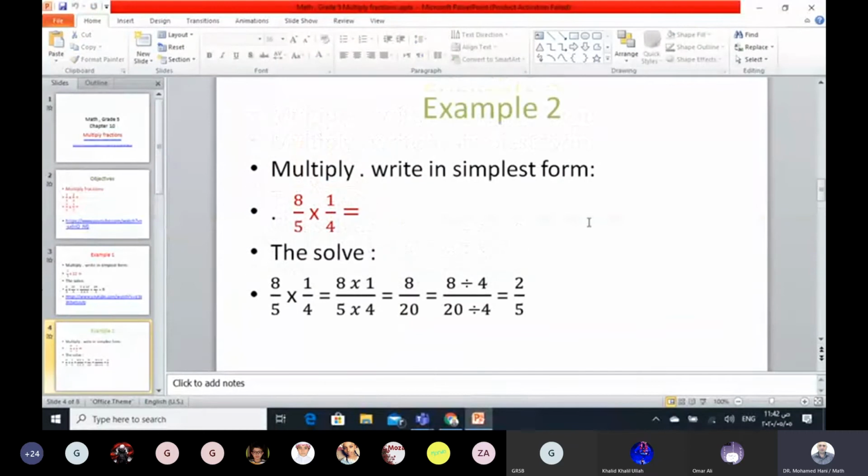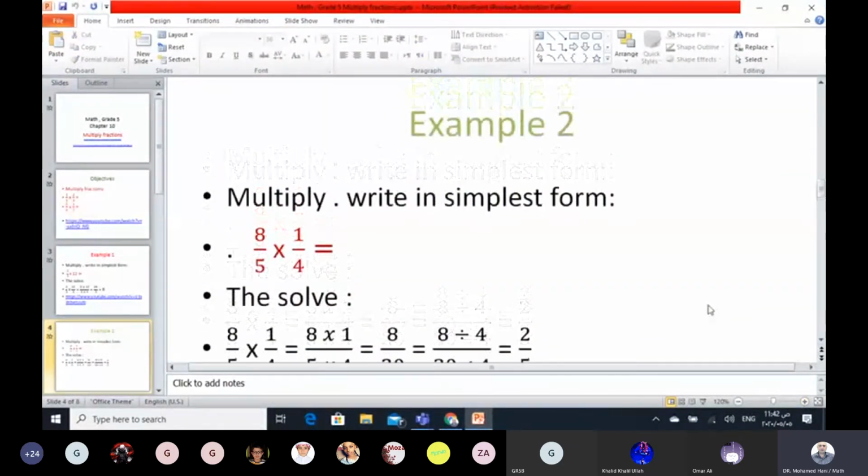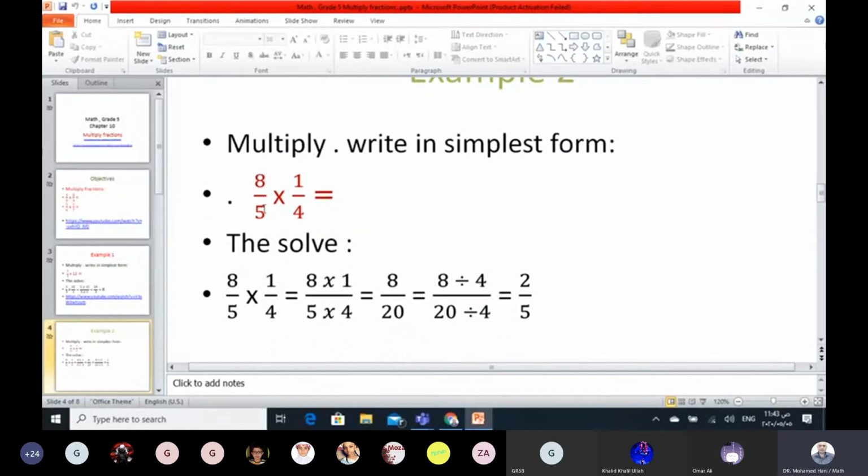Example 2. The question here: multiply, and write in simplest form if possible. As you see here, we have 8 over 5 multiplied by 1 over 4. We have two fractions here. How to solve this problem? How to multiply the two fractions here? The rule says when you want to multiply two fractions, just multiply numerator by numerator and denominator by denominator.